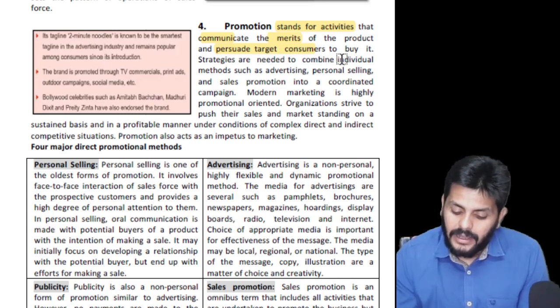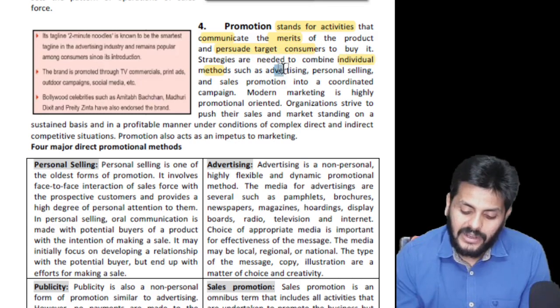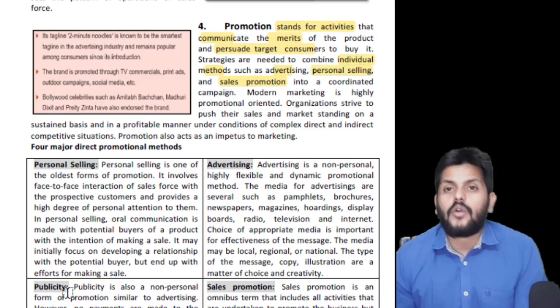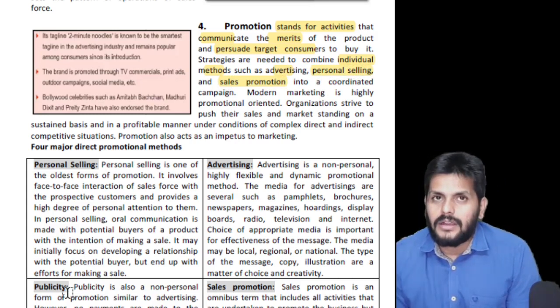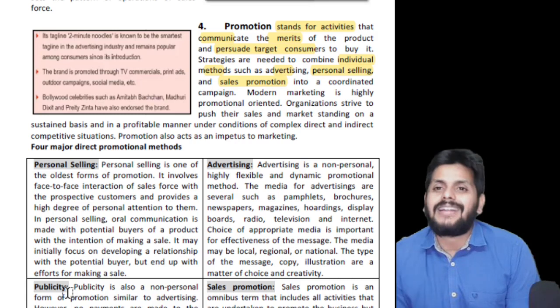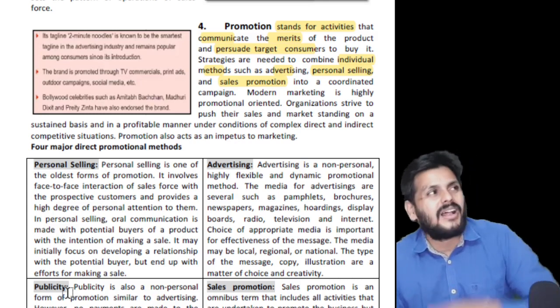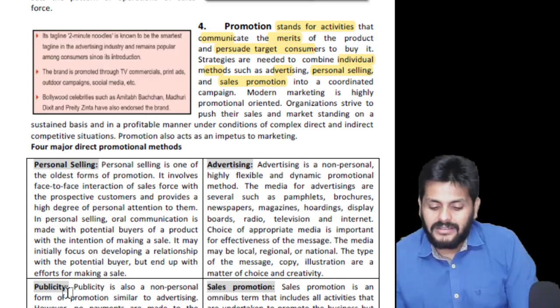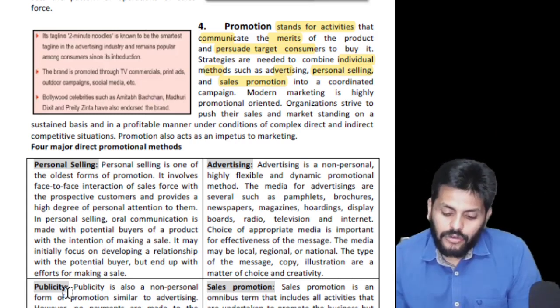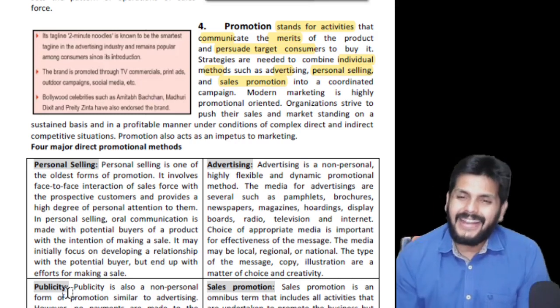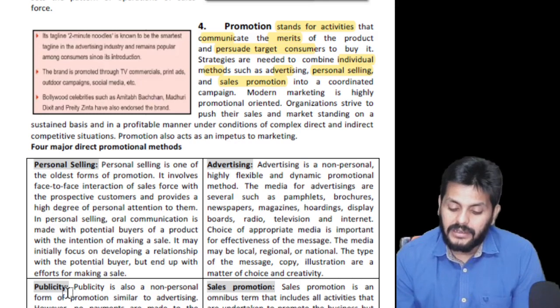Strategies are needed to combine individual methods like advertising, personal selling, and sales promotion into a coordinated campaign. All those have different meanings. Everything that a business does is not advertising. You should not be of that opinion. Strategies are needed to combine individual methods like advertising, personal selling, and sales promotion into a coordinated campaign.